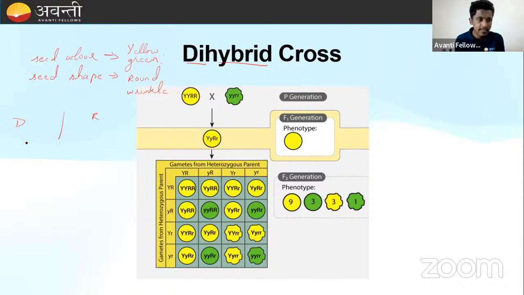So here dominant one is yellow, so I'll write it as capital Y and capital Y. And the dominant shape is round, so I'll write it as capital R and capital R. Whereas the recessive color is green, so I'll write it as small y and small y. Whereas the shape is wrinkled, so I'll write it as small r and small r.